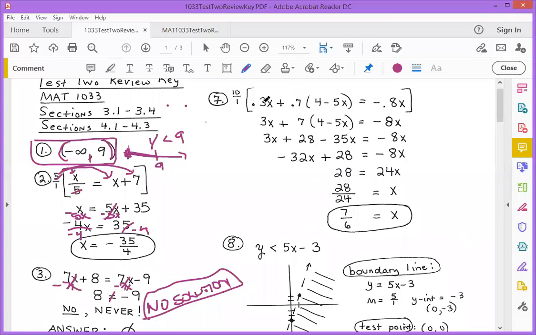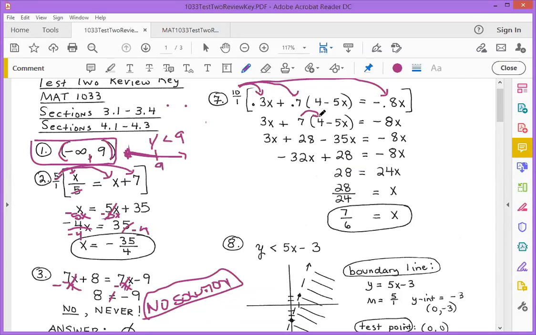This is in 0.3, which is the 10th place. 0.7 is the 10th place again. And on the right side, 0.8, that's in the 10th place. So to get rid of those decimal points, we're going to multiply by 10. Multiply every term in that equation by 10. And you'll see 0.3 times 10 gives you 3x. 0.7 times 10 gives you 7. And then 0.8, that's a negative 0.8, gives us negative 8.